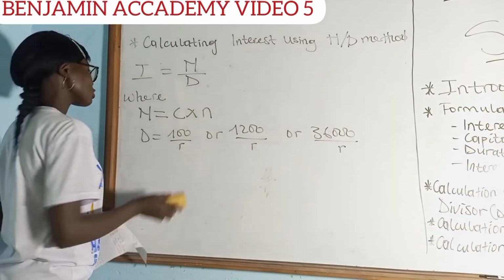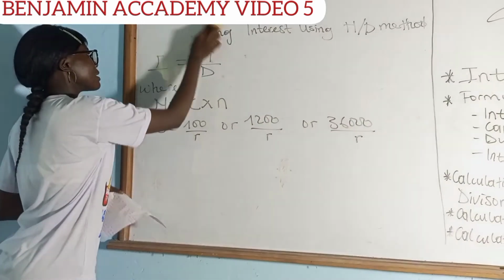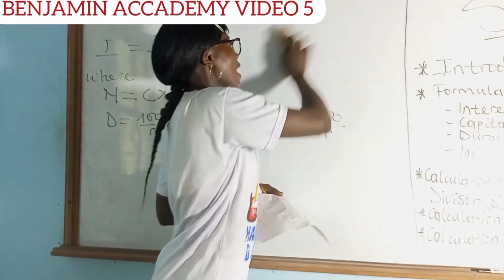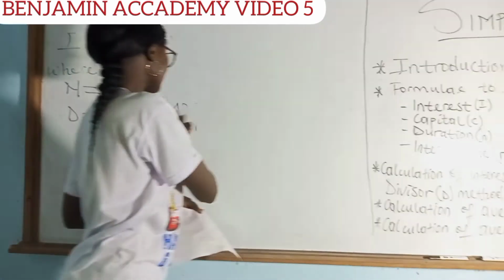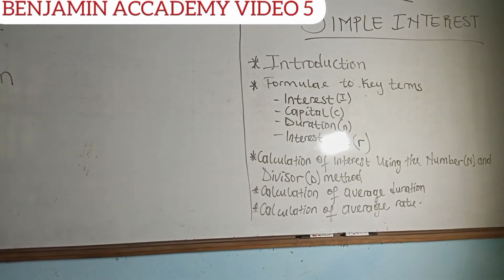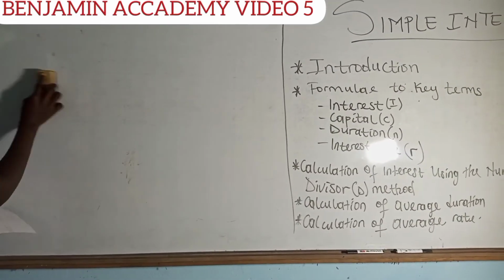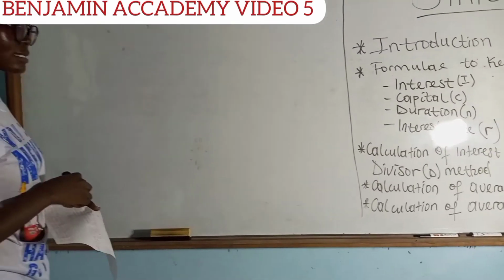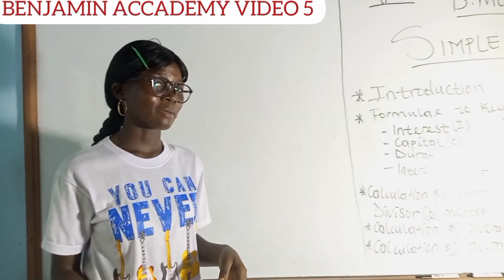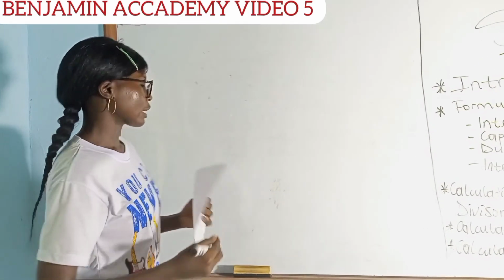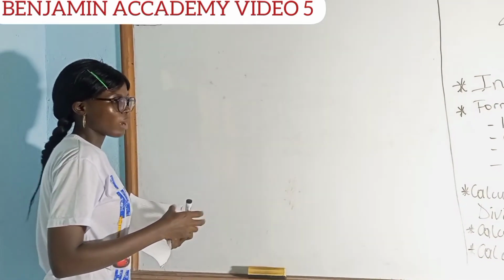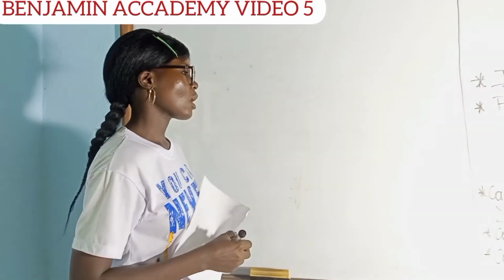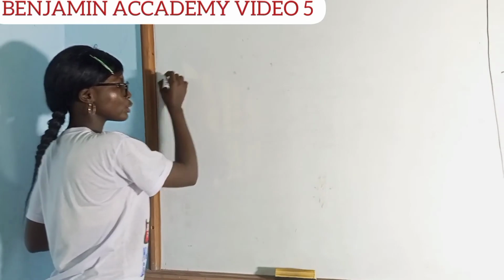The next one we're going to do is the average duration. If they say calculate the average duration of this investment, the average duration is a single duration that is used in calculating the interest derived from many capitals at the same rate. They can give you several capitals with one rate, and they say calculate the average duration of these capitals. So how will you come about it?